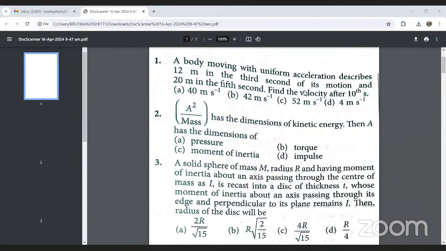Good afternoon, students. Today we are solving the paper. This is a model question paper released by the Karnataka CET.